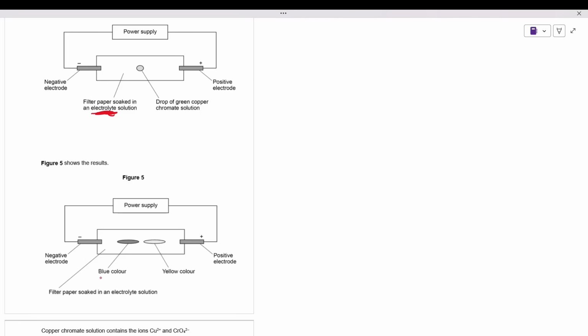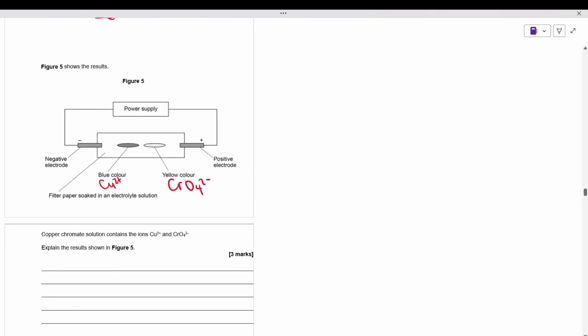So it simply means that this must be Cu2+. That must be copper. And it means that this must be the other thing, which is the chromate. So that is your CrO4, that's going to be your chromate. So it says copper chromate solution, it contains those two ions, and I've written those two ions already.